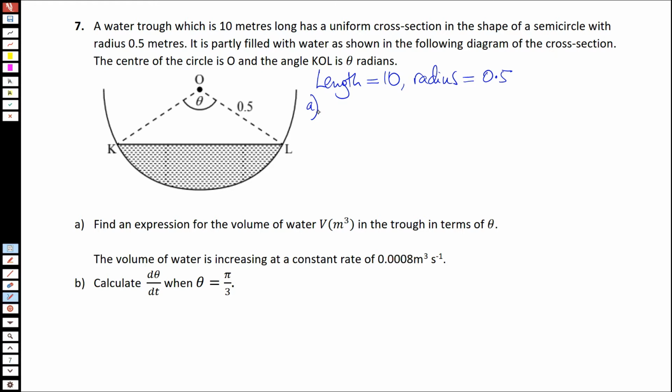Now, since theta is in radians, this is very important. Since theta is in radians, we can use the formulas that you have in the formula booklet for the area of a sector in radians. So when theta is in radians, the area of the shaded part here will be equal to the area of the sector minus the area of the triangle.